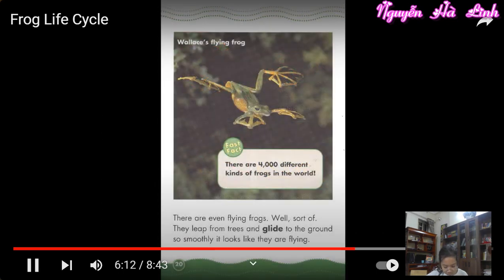This is a picture of Wallace's flying frog. The fast fact tells us that there are 4,000 different kinds of frogs in the world. There are even flying frogs. Well, sort of. They leap from trees and glide to the ground so smoothly it looks like they're flying.